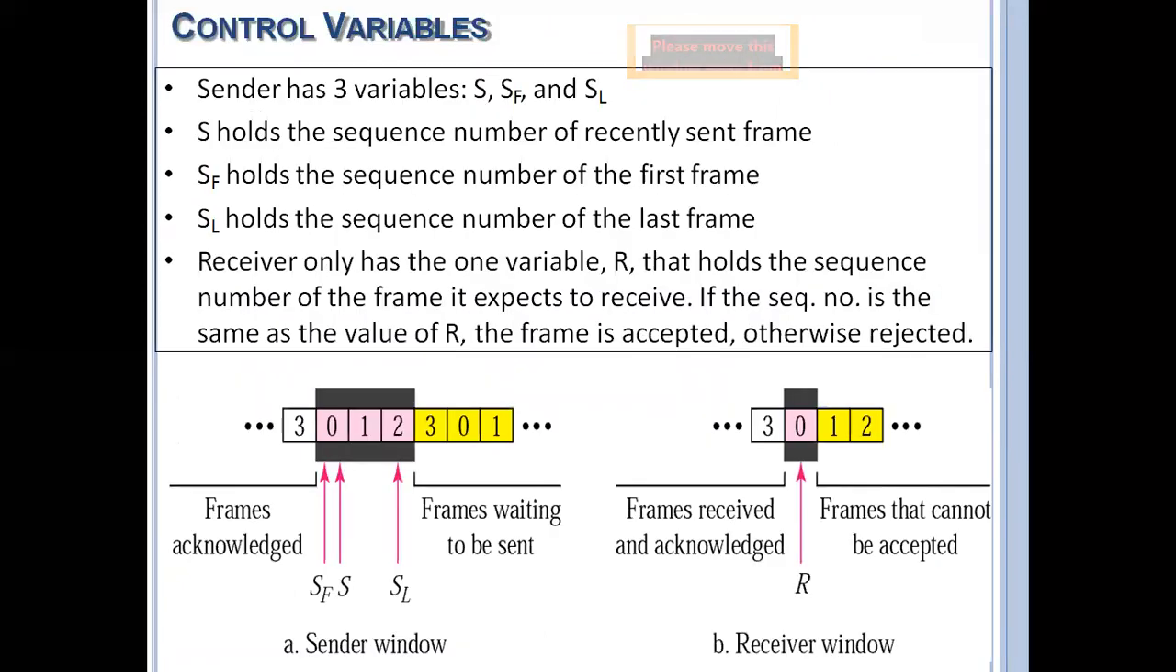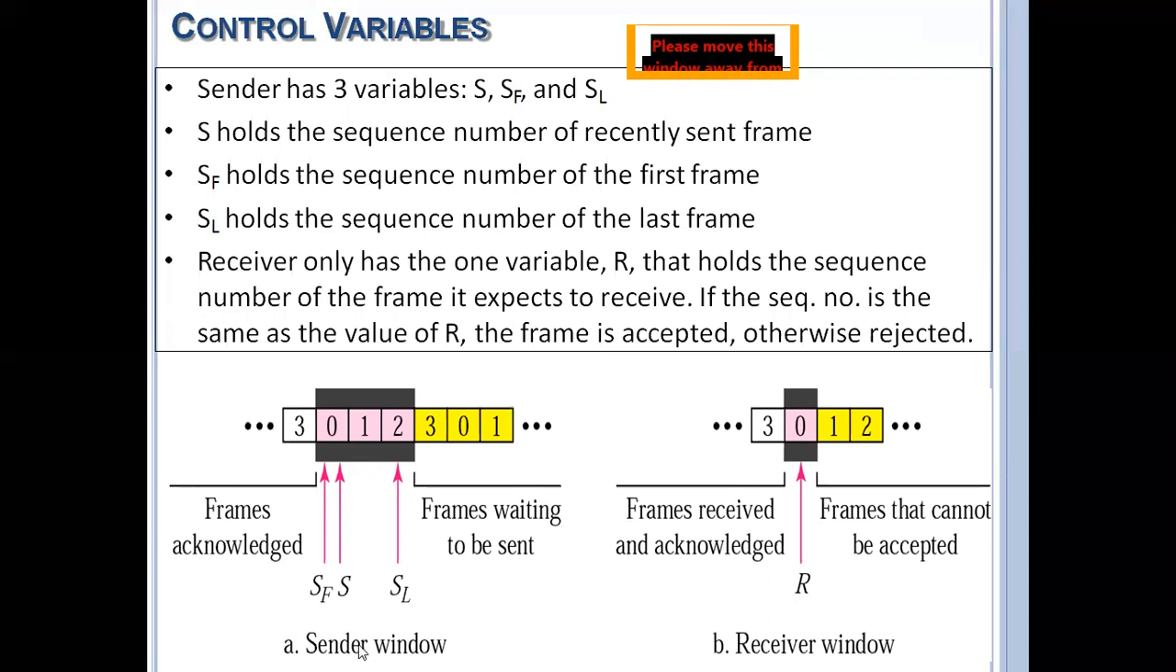Control variables. The sender has 3 variables: S, SF, and SL. S holds the sequence number of the recently sent frame, SF holds the sequence number of the first frame, and SL holds the sequence number of the last frame. And the receiver only has one variable, that is R, that holds the sequence number.